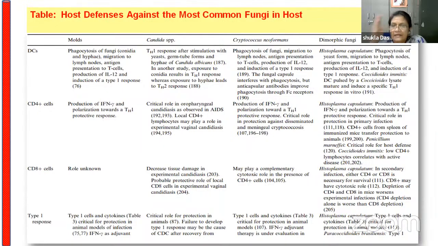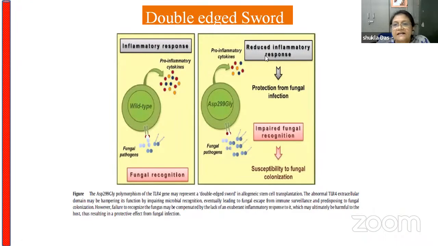So what one line you must remember: a TH1 is favorable, a TH2 is unfavorable. For a small time, TH2 is favorable because it brings down the TH1, tones it down. But if the T regulatory cell continues to release IL-10, then it will be an anti-inflammatory response and the fungi will persist. So this is a double-edged sword.